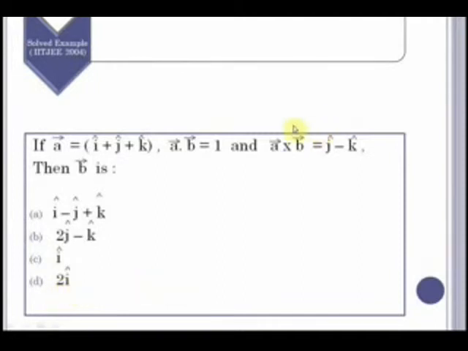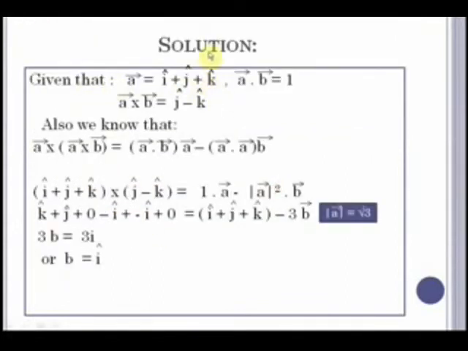So in this problem we have been given vector A, also the dot product of A and B is equal to 1 and the cross product of A and B is equal to j cap minus k cap. We have to find what is vector B and we have been given the 4 options. So let's see the solution of this. Given that vector A is equal to i cap plus j cap plus k cap, also A dot B is equal to 1 and A cross B is equal to j cap minus k cap.